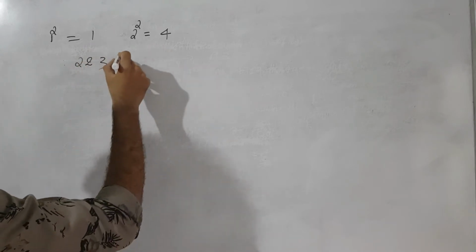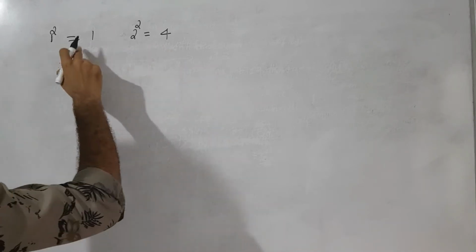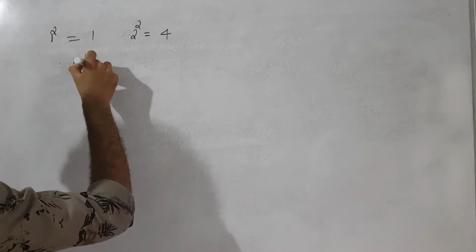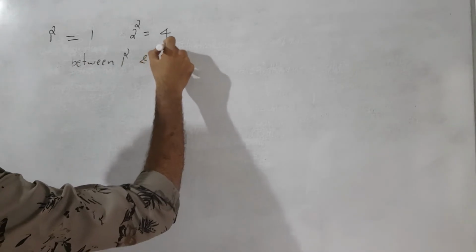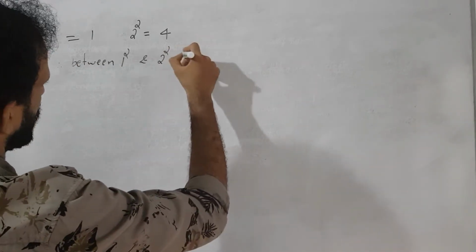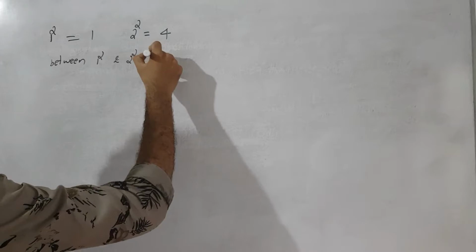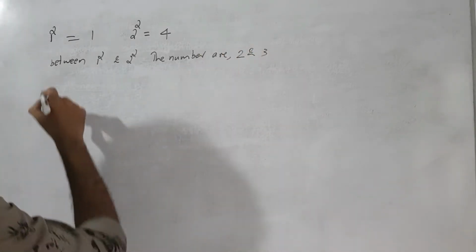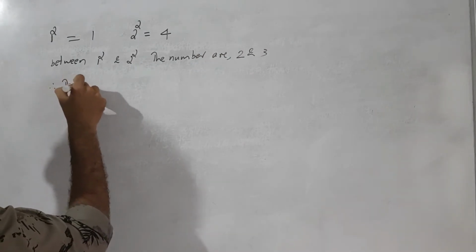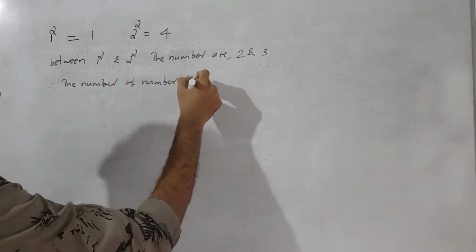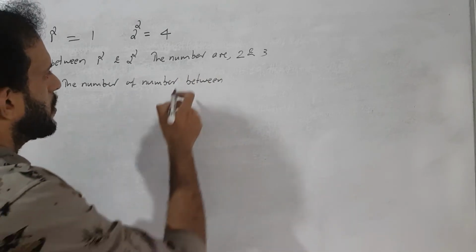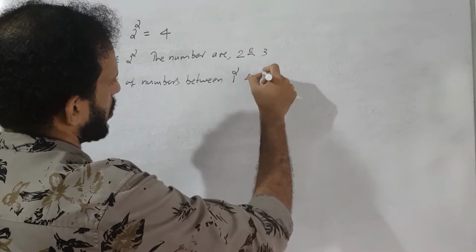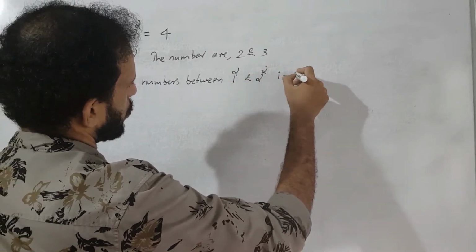That means how many numbers? Between 1 square and 2 square, how many numbers? The numbers are 2 and 3. Correct? Therefore, the number of numbers between 1 square and 2 square is 2.